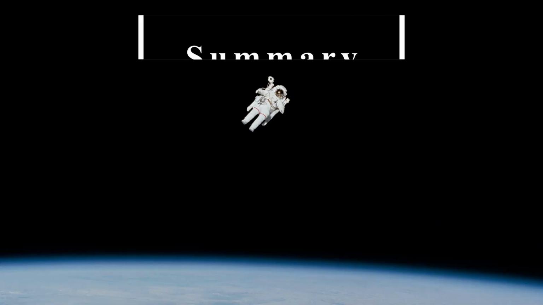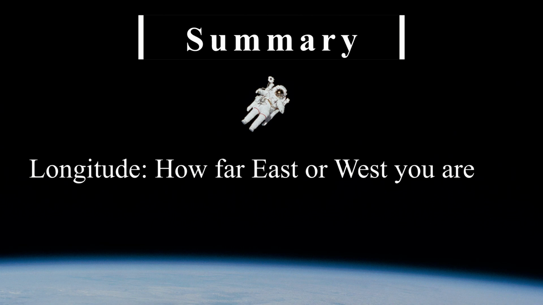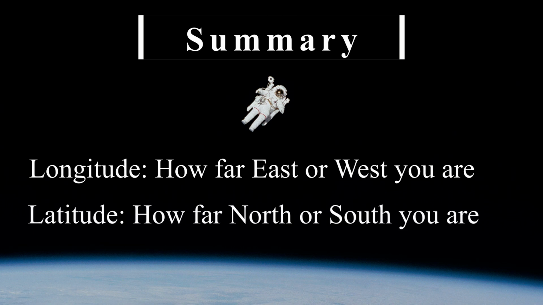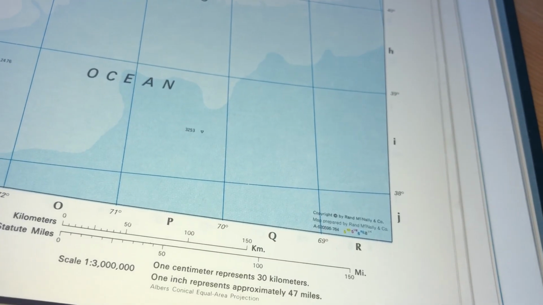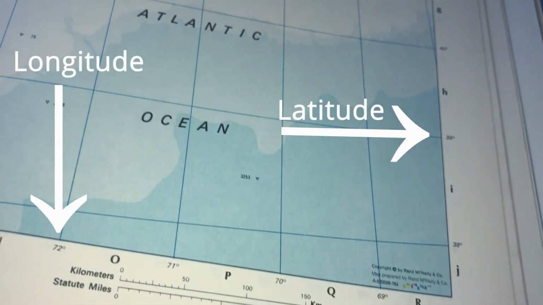So in summary, longitude shows your location in an east to west direction. At Greenwich, London, your longitude is 0. Somewhere on the other side of the planet, in the Pacific Ocean, your longitude would be 180 degrees. Latitude is used to express how far north or south you are. If you're on the equator, your latitude is 0. If you're at the North Pole, your latitude is almost 90 degrees north. If we look at an atlas, the grid lines will show you these lines of longitude and latitude.